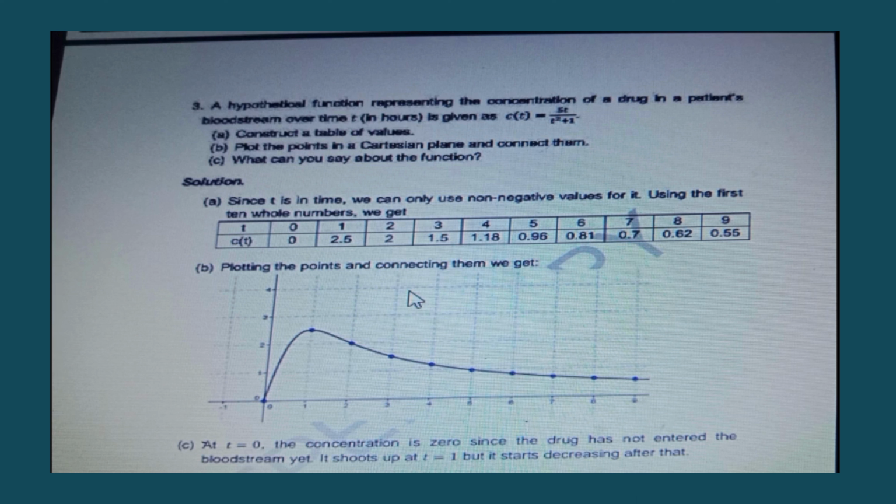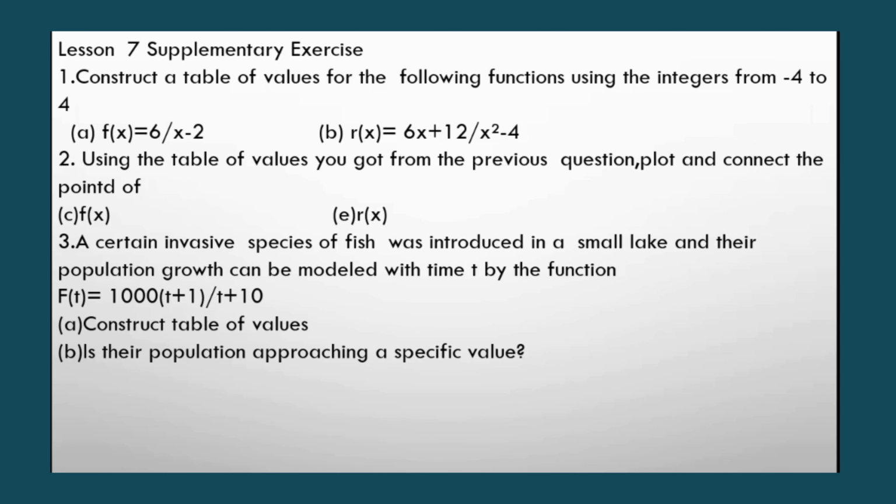Solution. A. Since t is time, we can only use non-negative values for it. Using the first 10 whole numbers we get the following. Plotting the points and connecting them we get this. C. The concentration is 0 since the drug has not entered the bloodstream yet, it shoots up at first but starts decreasing after that.